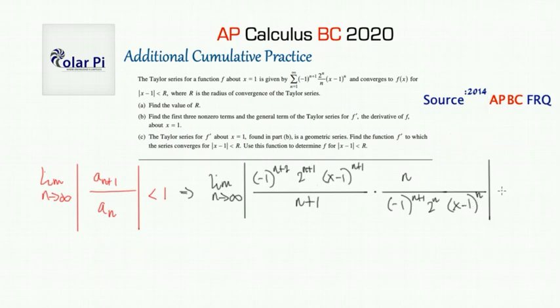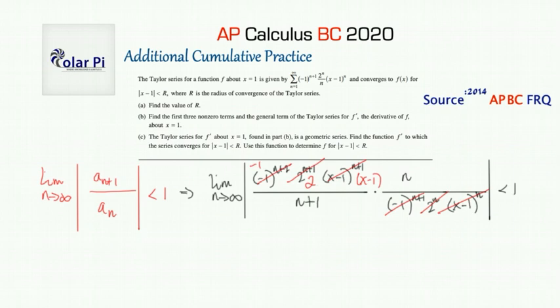Okay, so this needs to be less than 1. The fun part of the ratio test where we do a lot of canceling. First, this and this cancel to a 2 in the numerator. This and this cancel to an x minus 1 in the numerator. And then this and this cancel to a negative 1 in the numerator.